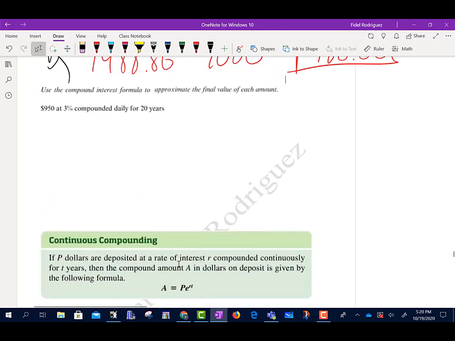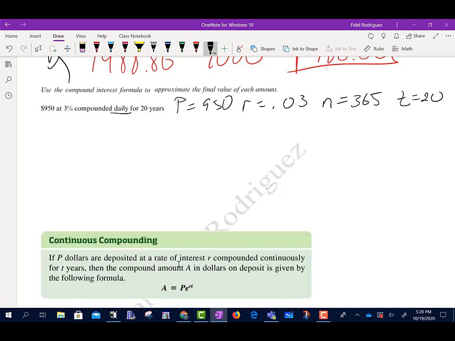All right. The next problem, we're going to do the same type of thing. It says use the compound interest formula to approximate the final value of the amount. Okay, so again, let's start off with a couple of pieces. The principal, $950. Okay. My interest rate, 3%, is 0.03. And if it's being compounded daily, we're going to use 365 days in a year. And T, the number of years, is 20 years, okay? So now I'm going to write down my formula.